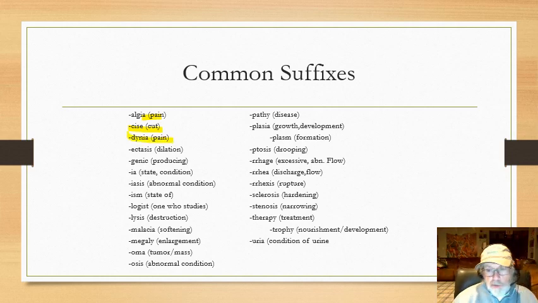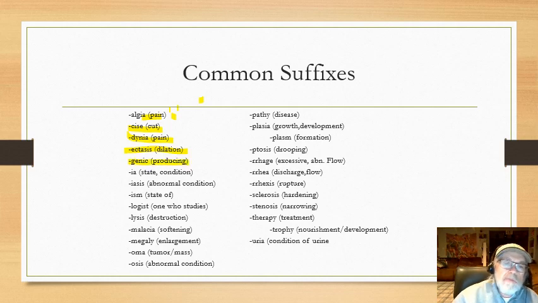Dynia also means pain. So if I said arthralgia, that would be joint pain. Arthrodynia, and you notice I added a combining vowel. Arthrodynia means joint pain as well. I've always heard arthralgia as the common word. Ectasis means dilation. So arterioectasis would be something where the vein or the artery would be more dilated. That's not a common word, I think.